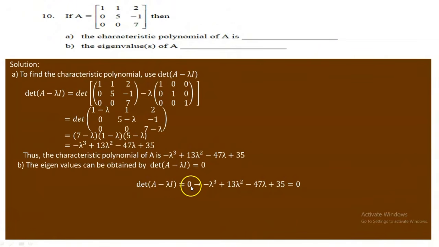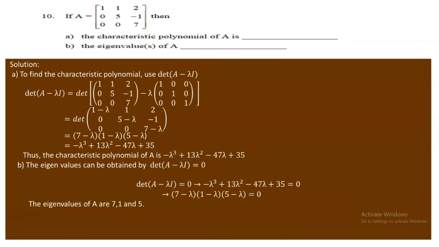That has been equated with 0. So you are having this, and from this, you are having this one: 7 minus lambda, 1 minus lambda, 5 minus lambda equals 0. So from this directly, we can know what lambda is going to be. Either lambda has to be 7 or 1 or 5, right? So the eigenvalues of A are 7, 1, and 5.